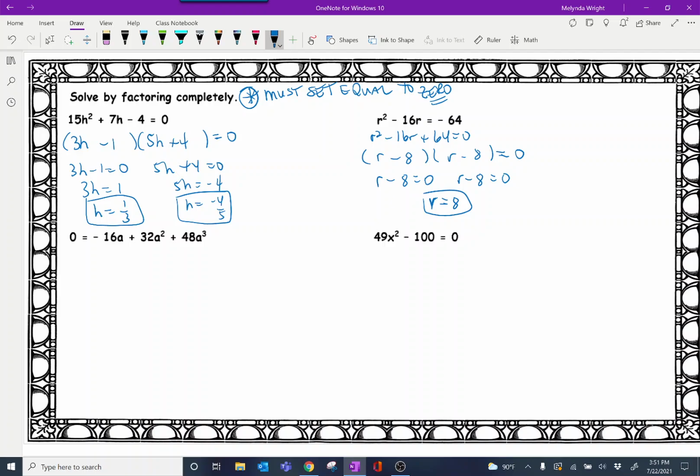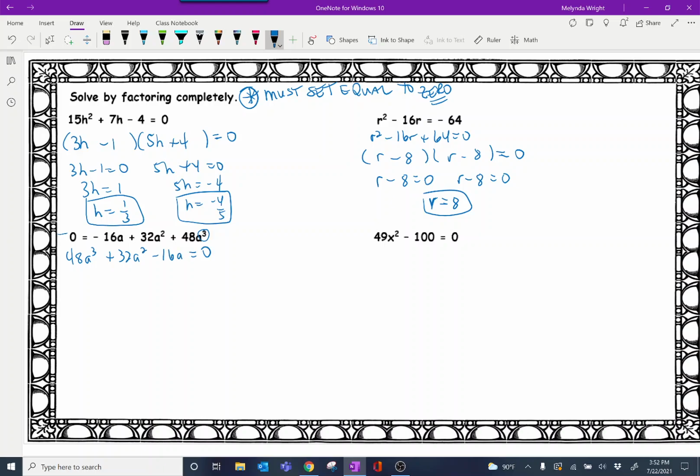All right, let's keep moving along. We're looking at this one right here. I see there's a greatest common factor there, 16a. And I actually would like to write this in descending order, with the cubed first and then descending. I just think it'll be easier for us in the long run. So let me rewrite that first.